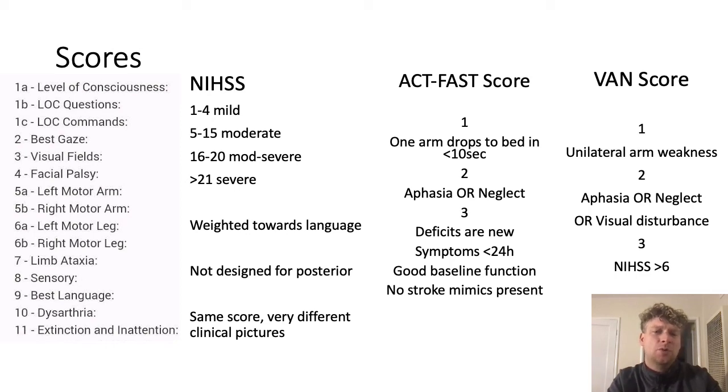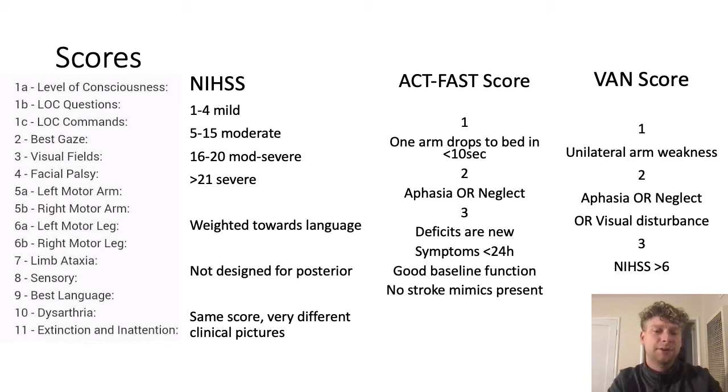The ACT-FAST score is very common right now, both in pre-hospital and emergency department settings, to screen for people who might be amenable to LVO therapy. Act Fast is really good at identifying MCA strokes, not so good at identifying posterior strokes. So it only picks up about 2/3 of things amenable to EVT.